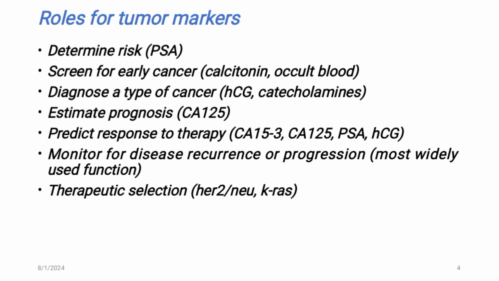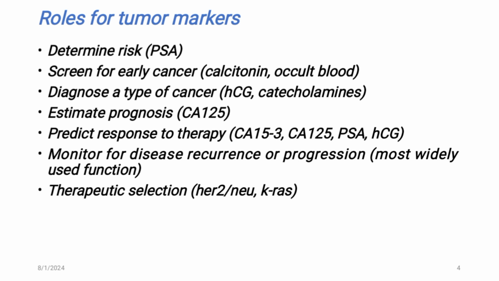Tumor markers determine the risk. It means that if a person wants to detect cancerous growth in the body, then he or she would carry out the investigation for the tumor, and by detecting the tumor markers in his or her body fluids and tissues, it determines whether the person is at risk or not. And also obviously it is used to screen for early cancer, and the markers used for early cancer are calcitonin and occult blood.